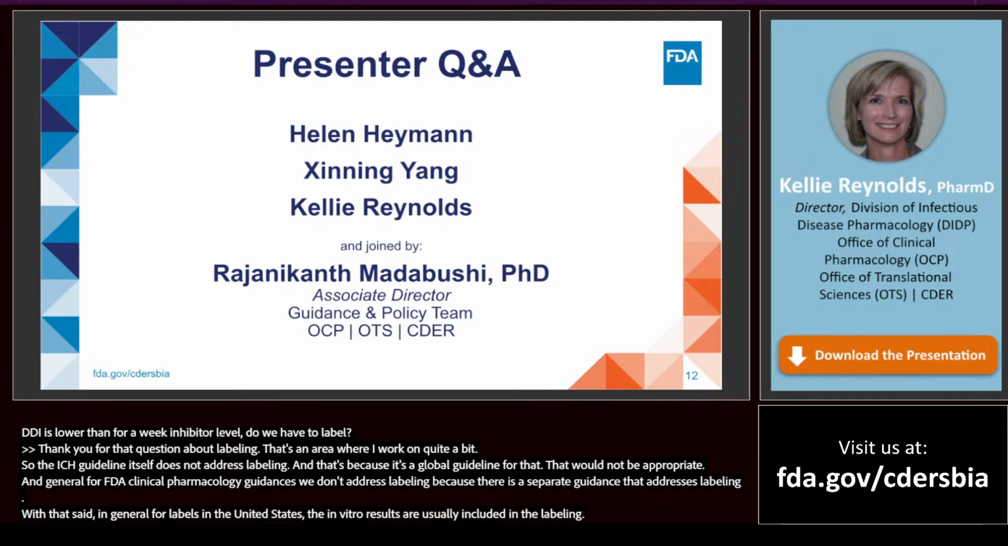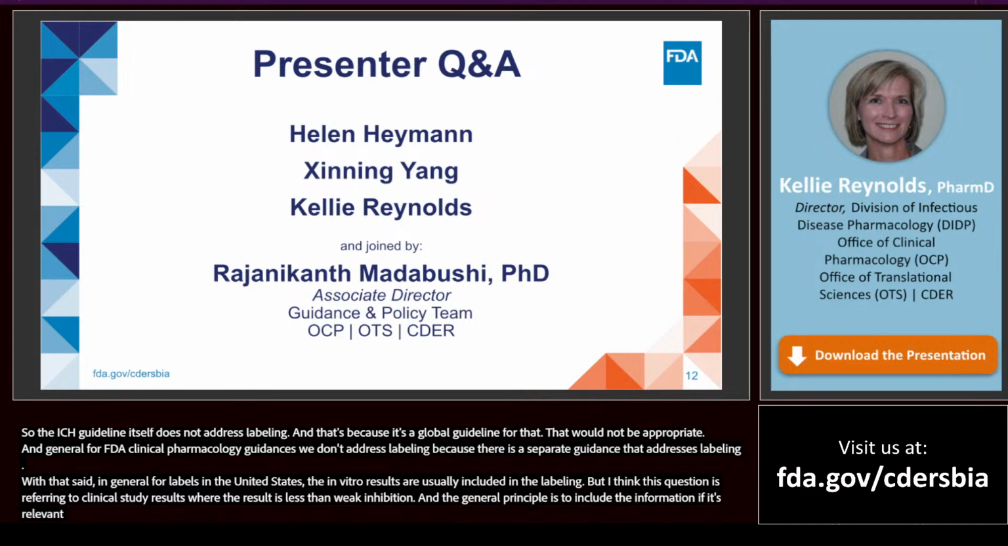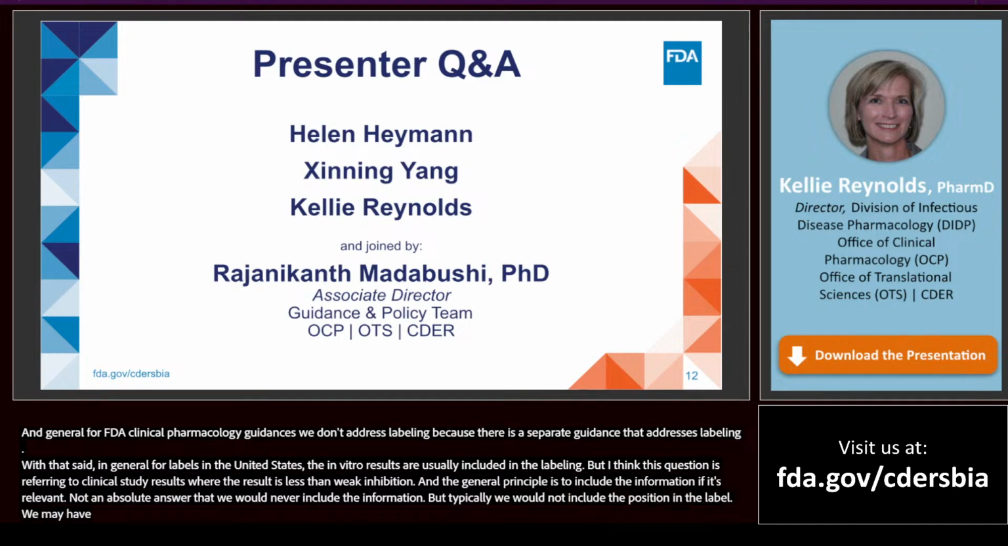But I think this question is referring to clinical study results where the result is less than weak inhibition. And the general principle for that is to include the information if it's clinically relevant. So I'm not going to say an absolute answer that we would never include the information, but typically we would not include that information in the label. We may have the results of the drug interaction study itself, but we wouldn't have a lot of information saying it's less than a weak inhibitor. Thank you for that question.